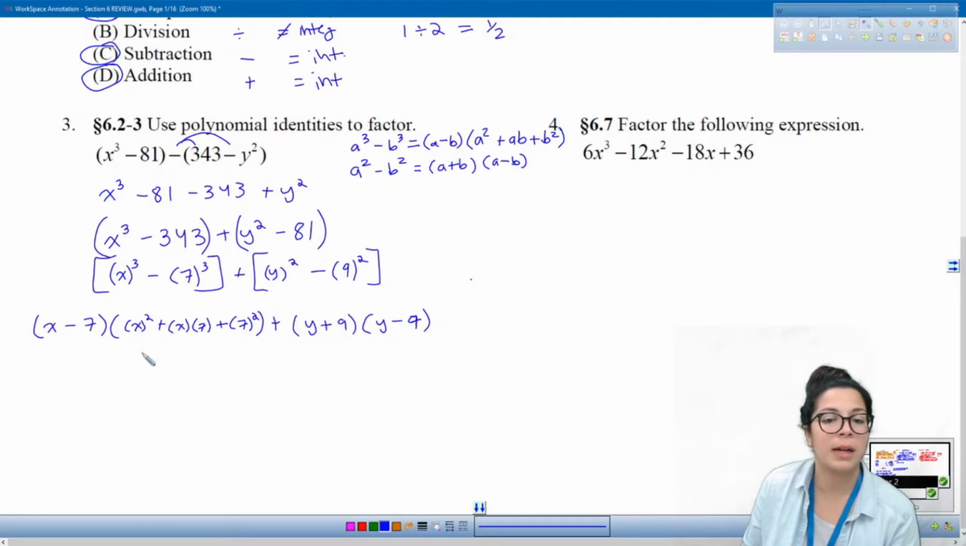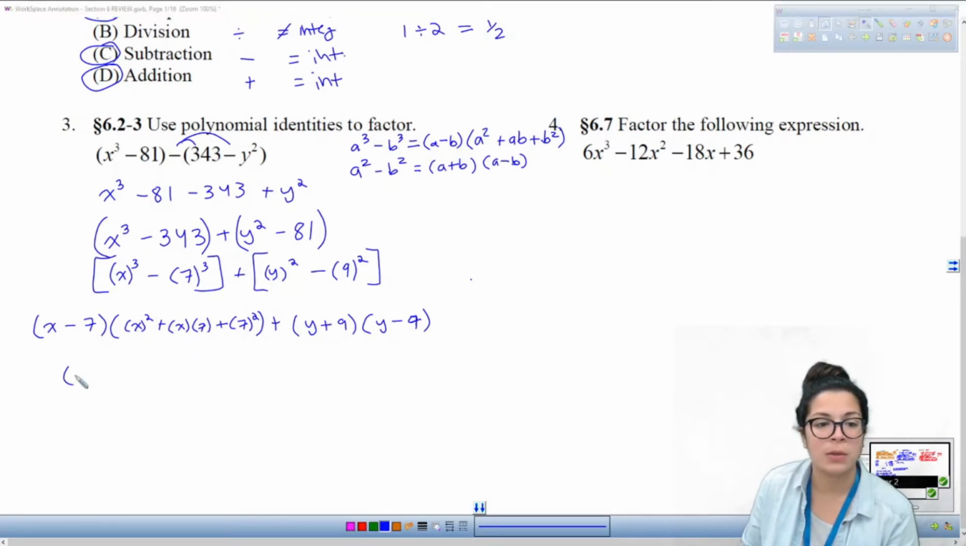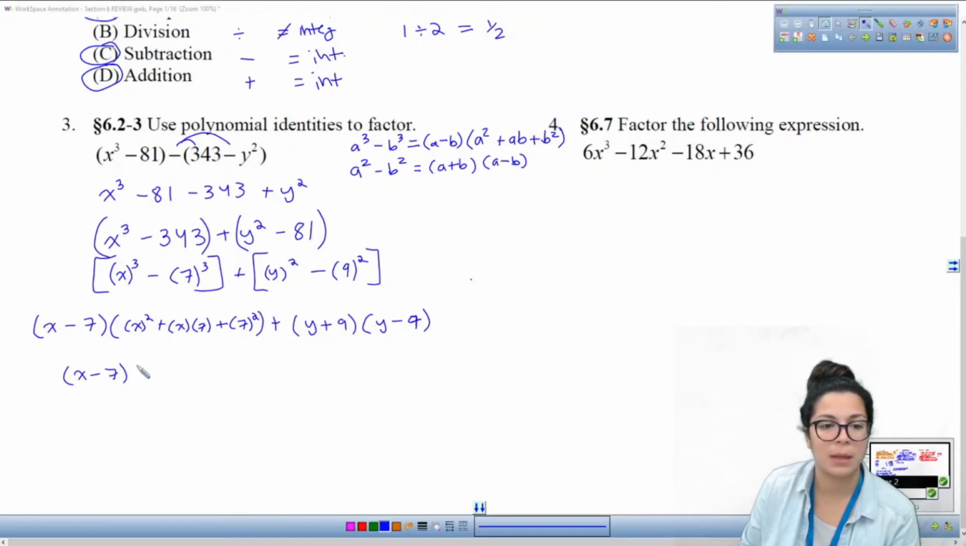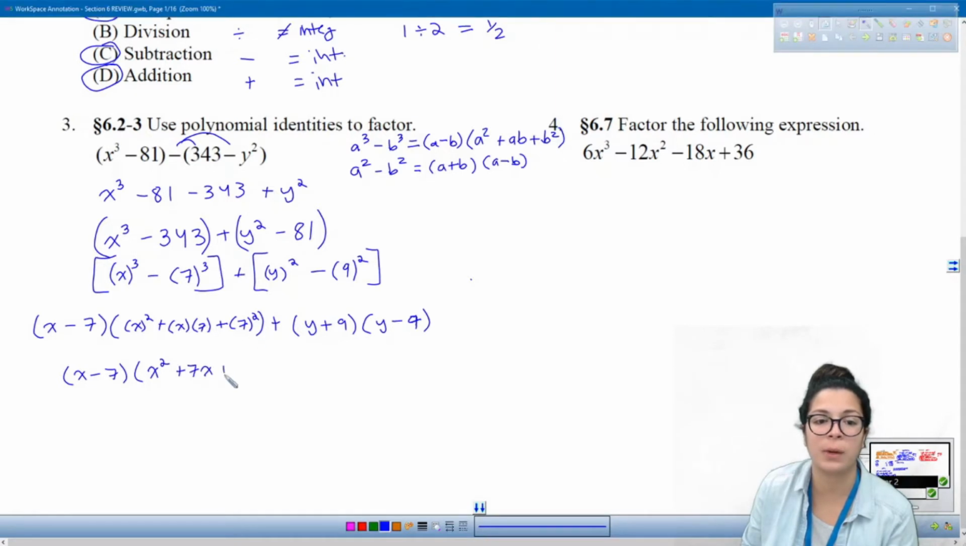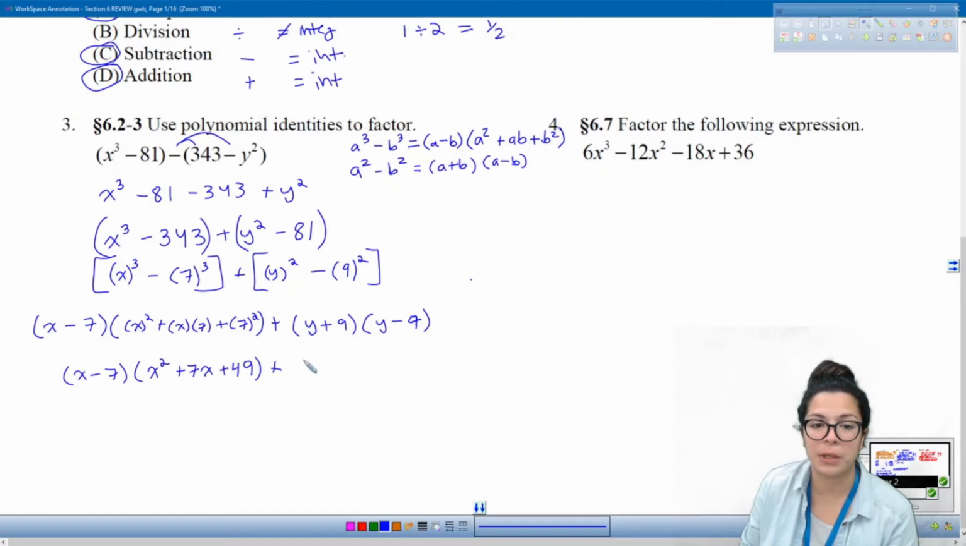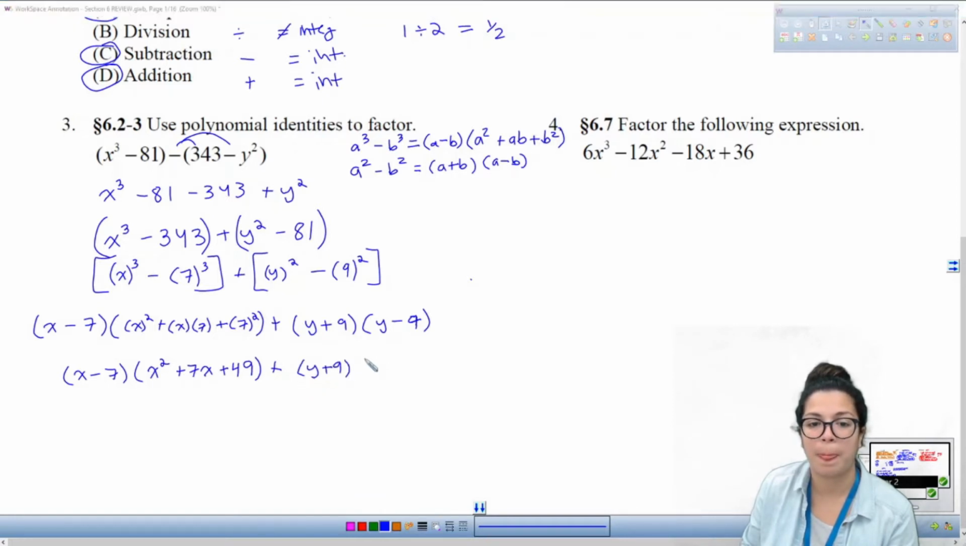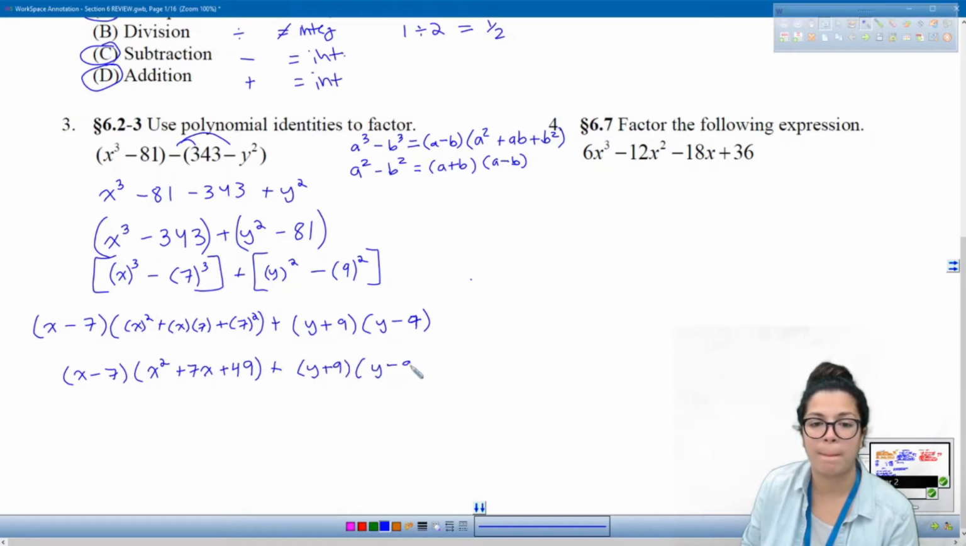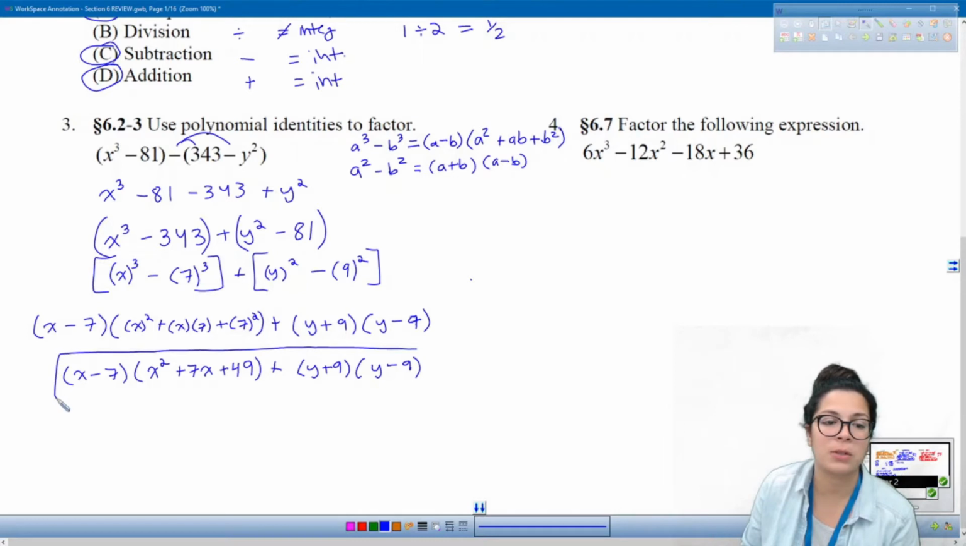Okay, so now let's go ahead and simplify this last trinomial right here. So I have x minus 7 times x squared, which is x squared, x times 7, which is 7x, and 7 squared, which is 49. And then I could just bring these two down. All right, and we cannot factor any more. So that is as much as we could factor.